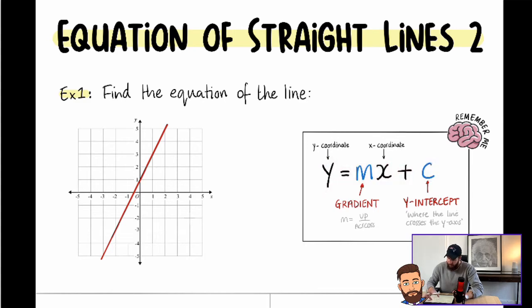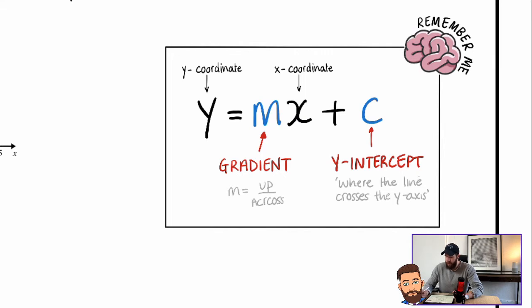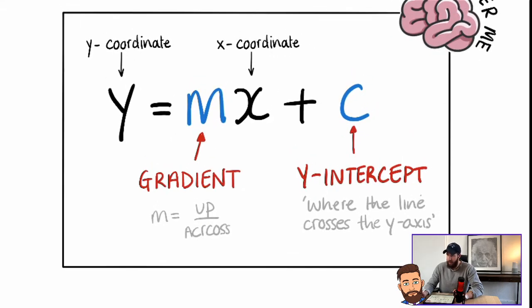So if we just focus in on this, remember me, this is what we should already know. The general form of the equation of a straight line is y equals mx plus c, where m is the gradient, and we know the gradient is up divided by across. So when you draw the triangle on the line, it's how many up do you go divided by how many across you go. Okay, and we'll talk about that again. We'll sort of recap that.